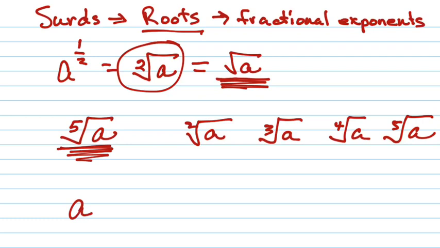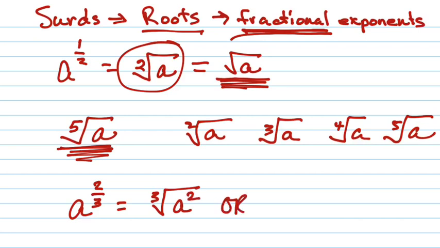Now, what happens if I have A to the 2/3? Now remember, it's still a root, and I know that because the exponent is a fraction. The denominator becomes the index, but what about the 2? 2 is an exponent or a power. There you go. So this is the third root of A to the second. Or, remember, this is the one you can write in 2 different ways: the third root of A, all raised to the second power.